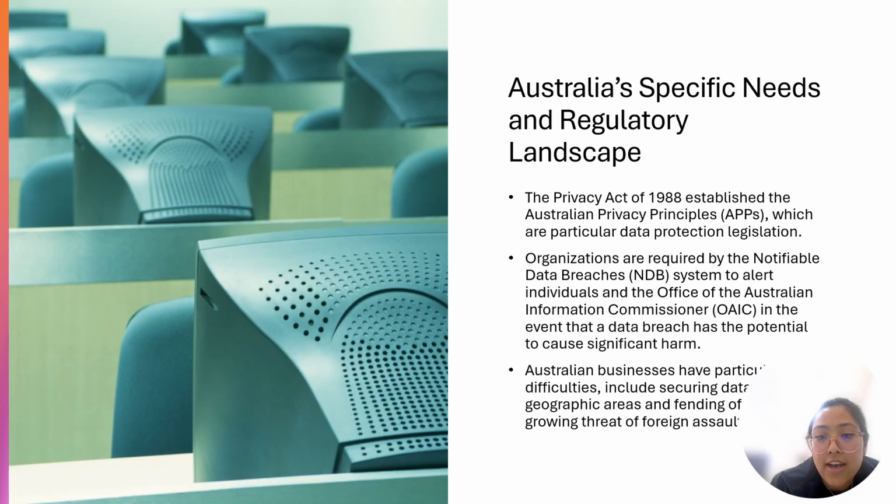Moving to the next slide, I have Australian specific needs and the regulatory landscape. Australia has its own data protection law, which includes the Australian Privacy Principles, which stand for APPs, and the Notifiable Data Breaches scheme. This law requires companies to handle personal data carefully and notify individuals if breaches occur.